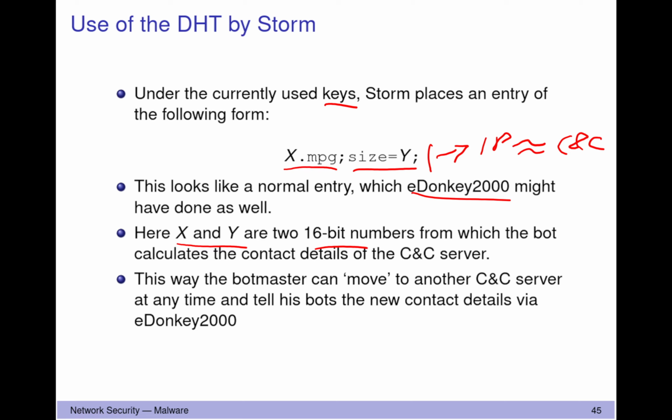And you cannot claim that they do some copyright infringement, because x is a 16-bit number, so you do not associate it with any kind of copyrighted multimedia, movie or music. And by this they can move the server anytime. They can share their new position through the file sharing network, and they're very flexible.